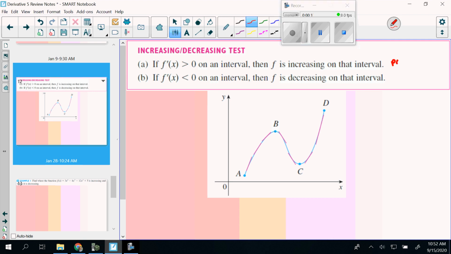So if you have positive slope, that means you should be increasing. If your derivative is less than 0, that's a negative number. And so if you have negative slope, that's going to be decreasing. So anywhere where your derivative is positive should be increasing. Anywhere where it's negative should be decreasing.